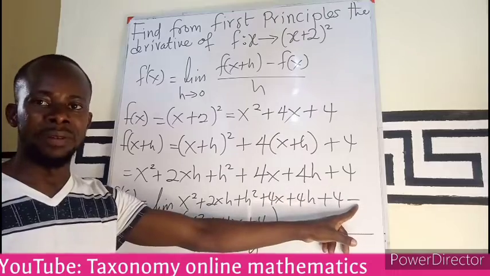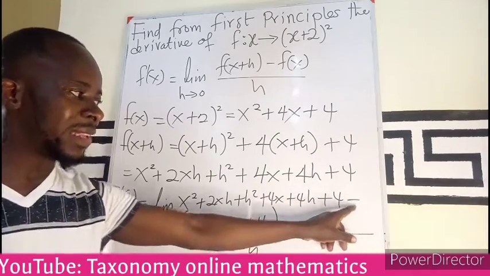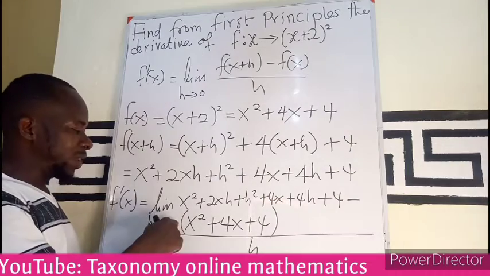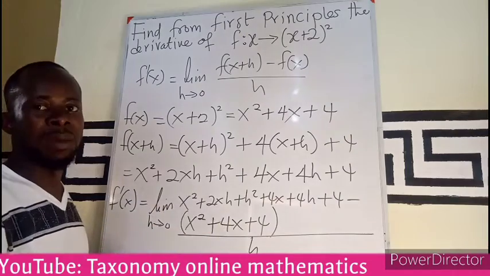Now we are going to check this bracket. There is a minus in front of a bracket. If you have a minus sign in front of a bracket, that simply means there's a minus 1 here. That minus 1 will multiply each of the terms in the bracket.